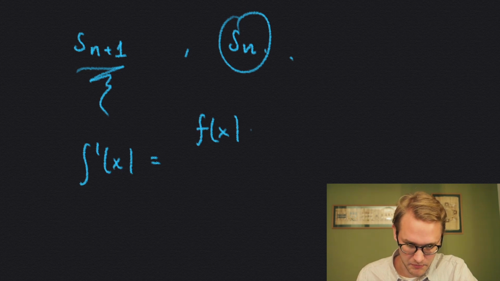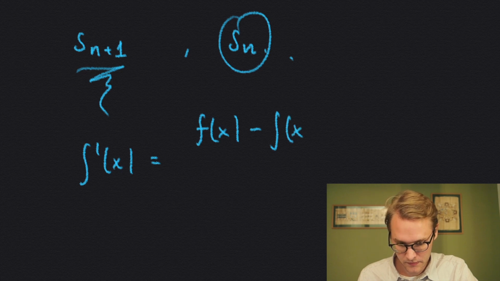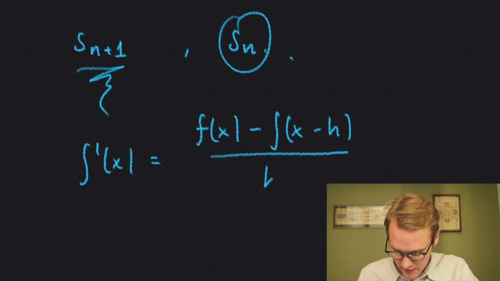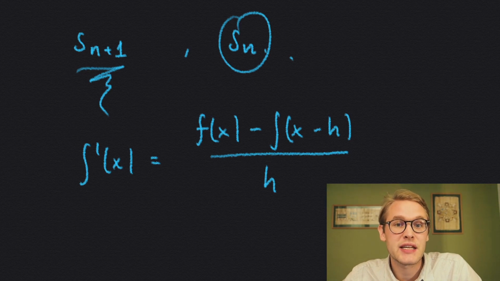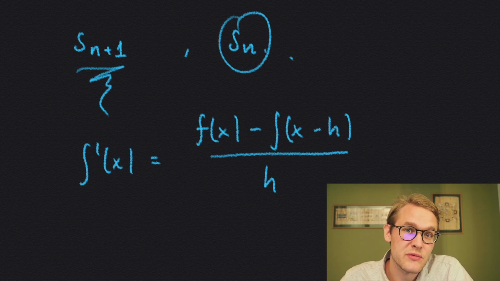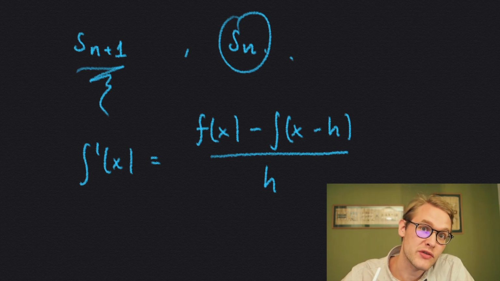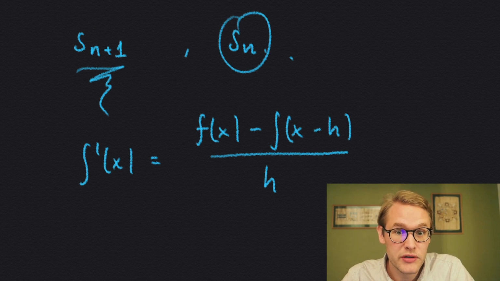f of x minus, notice the difference, which will be the exact same thing. This alternative approximation is called the backwards difference formula, while our previous expression was known as the forward difference formula. Quite logically. The naming is quite natural, as the forward difference goes forward and the backwards difference goes backward.